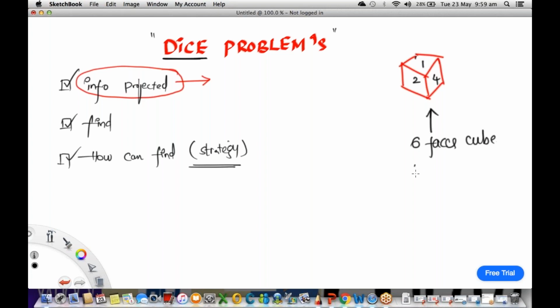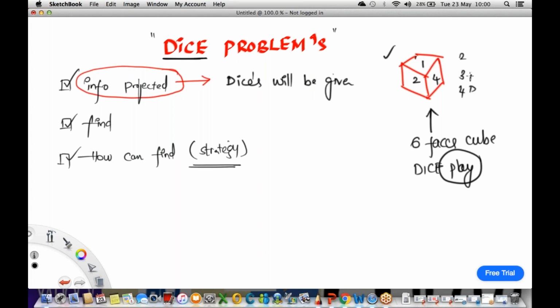Normally, these dice are used to play games, and they are numbered from 1 to 6. So what is the information projected? Information is projected in the form of dice. Dice will be given. How many dice? It might be one die, two dice, three dice, or four dice. After giving the dice, he will ask you to find out the face opposite to so and so number.